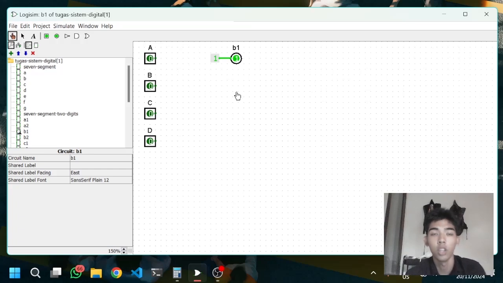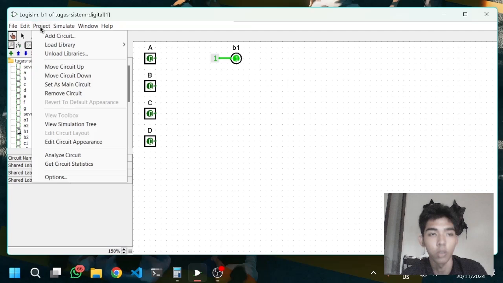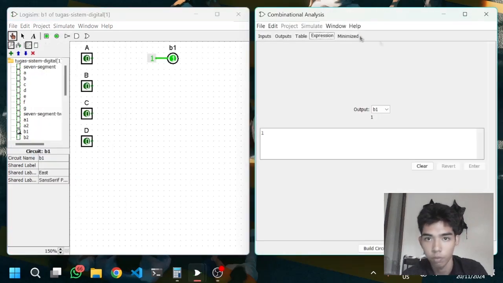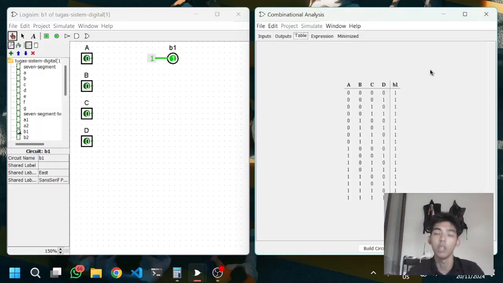Okay, this is B1. B1 is always 1, so we're going to see the truth table is always 1. Okay, let's see. See, the truth table is always 1.